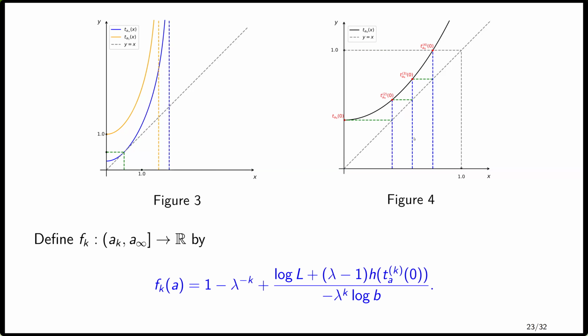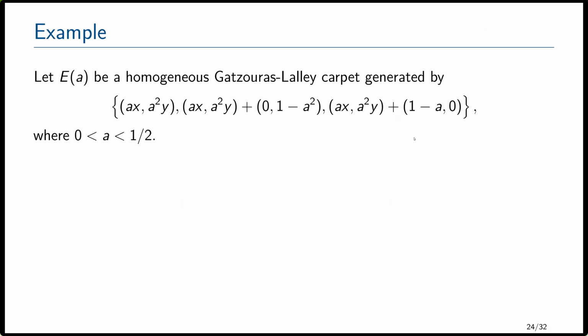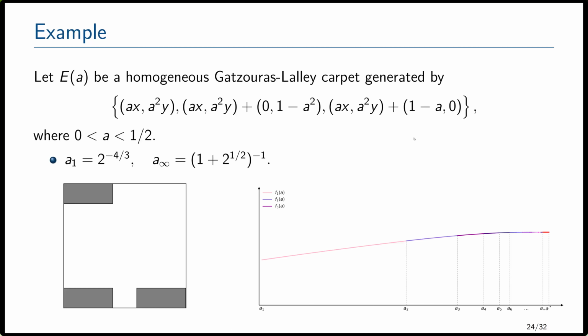And F_K is defined as a function, since we have an entropy of a probability vector, and here we define H of T. And this T is T_A iterated K times at 0, and then we get such a formula. Okay, I think I have run out of time. So I just give a rough idea.